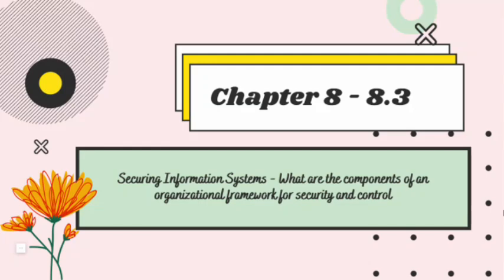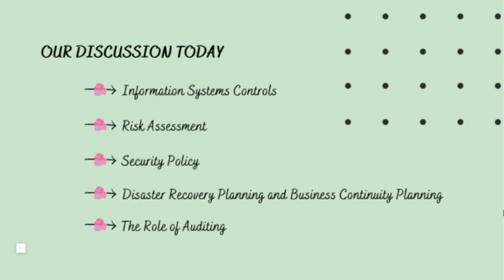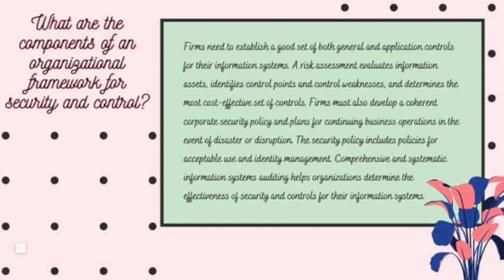My name is Khairunisa binti Ahmad Kamudin and I'll present chapter 8, Securing Information Systems, subtopic 8.3. What are the components of an organizational framework for security and control? So, today's discussion is information system controls, risk assessment, security policy, disaster recovery planning and business continuity planning, and the role of auditing. First of all, let's look into what are the components of an organizational framework for security and control.